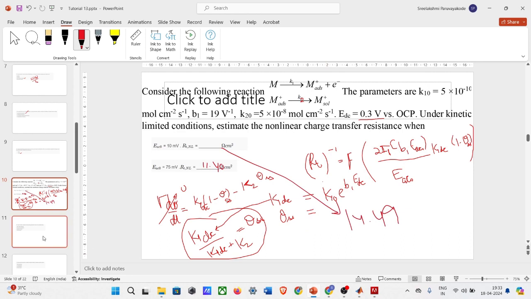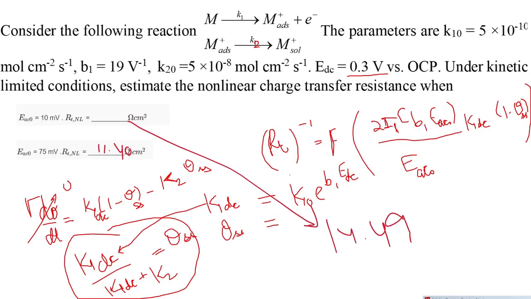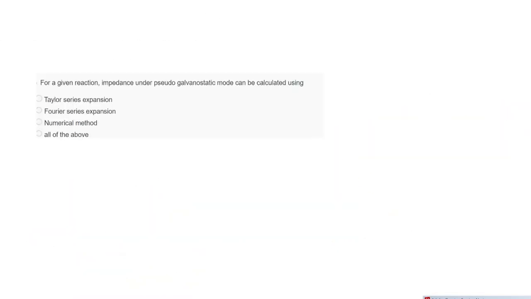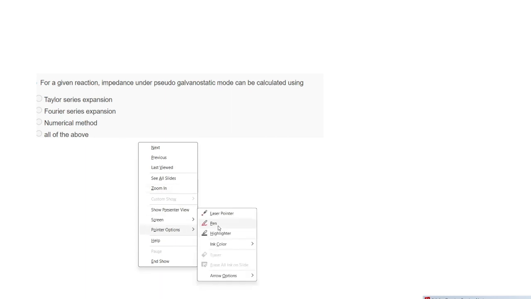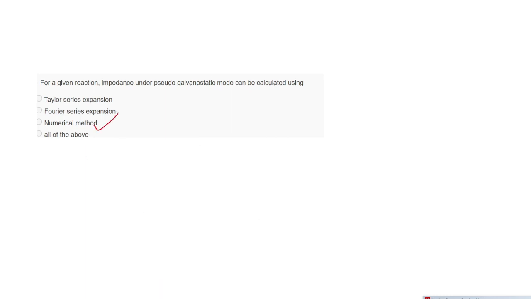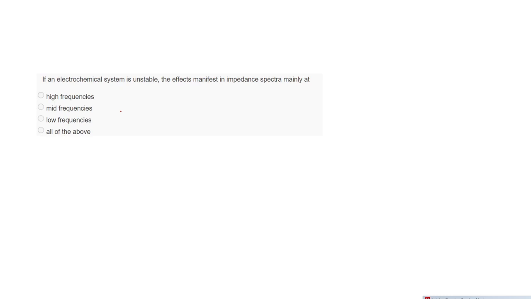Okay. Now going to the next question. For a given reaction, impedance under a pure pseudo-galvanostatic mode can be calculated using a numerical method. Now we'll also discuss the next assignment, that is the last assignment, and then I think I've discussed all the assignments. We'll then go for a revision as well as a brief discussion on the Frumkin isotherm.